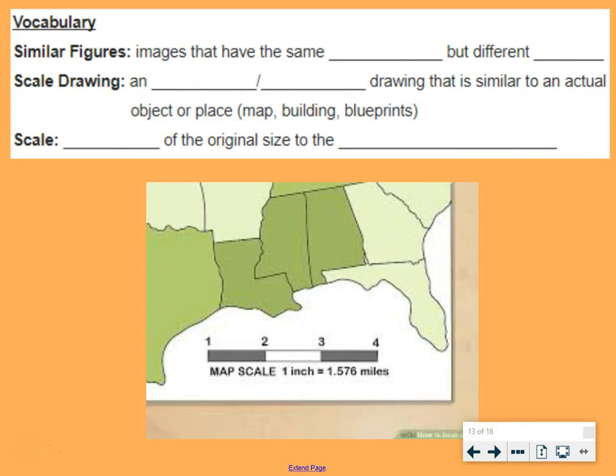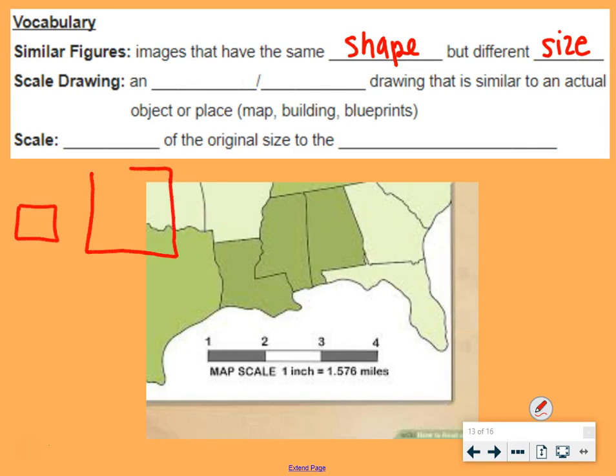First off, some vocabulary. Similar figures are images that have the same shape but are different sizes. So an example of that could be a square, where we have one square that's that size, but then we have a square that's bigger. They're similar, they have the same shape, but they're a different size.